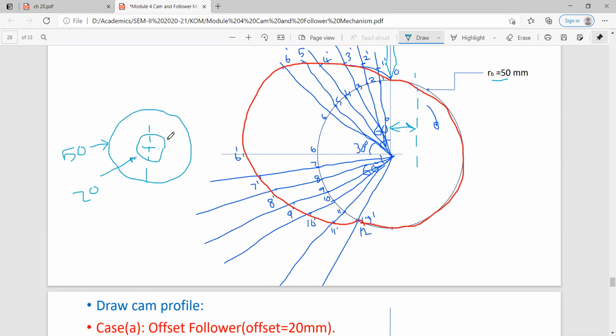And now I will locate the follower. So the follower will be located like this. From this point, positive x-axis, you draw a line like this, and here you can show the position of follower. That follower axis is not passing through the center of cam, but it is offset by 20 mm. In case of the offset follower, this will be the change in construction. Okay, are you getting this point?